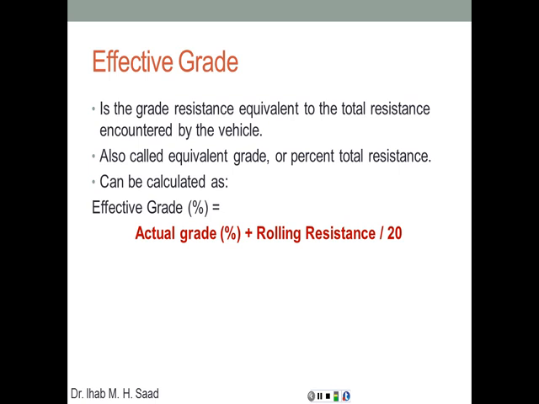The effective grade percentage is equal to the actual grade, if it's moving uphill at 5%, so that's going to be 5, plus rolling resistance divided by 20. So if the rolling resistance, for example, is let's say 100 pounds per ton, then we divide that by 20. That's going to be 100 pounds per ton is going to be equivalent to moving uphill at a 5% slope, which is the 100 divided by 20. So in this case, if you already have a 5% slope plus rolling resistance of 100 pounds per ton, that's equivalent to moving up a 10% slope uphill.